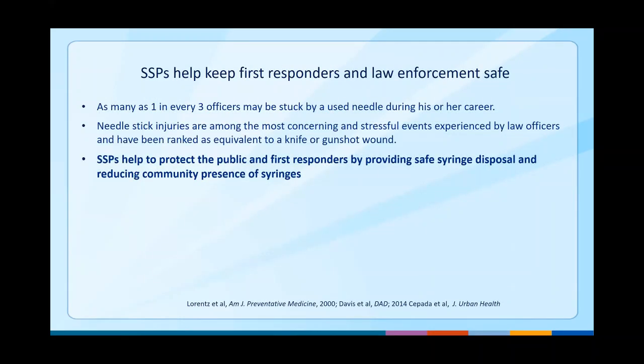SSPs can help keep first responders and law enforcement safe. As many as 1 in every 3 officers may be stuck by a used needle in his or her career, and needle stick injuries are among the most concerning and stressful events experienced by law enforcement and have been ranked as equivalent to a knife or gunshot wound. By providing safe syringe disposal and reducing the community presence of syringes, SSPs help protect the public and first responders.